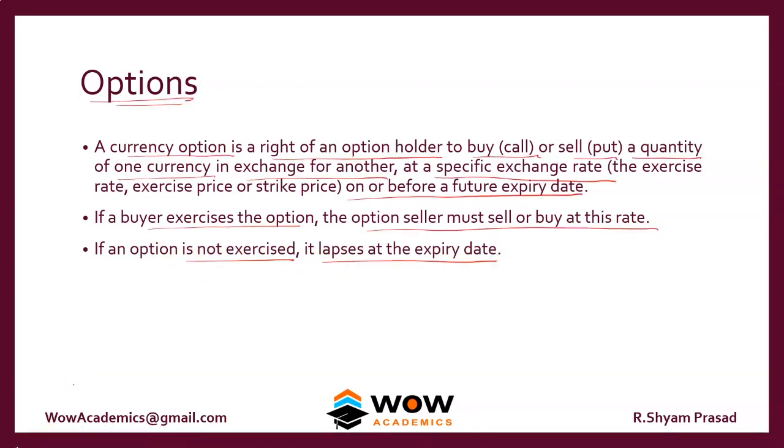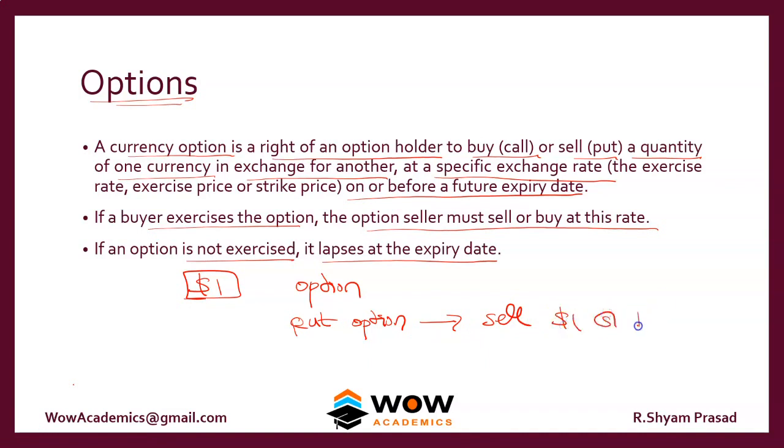In options, you have the right whether to exercise the option or to just leave the option. For example, you are going to receive $1 from a foreign country. You have entered into an option. The option works like this: you have bought a put option. A put option is the right to sell. You have the right to sell $1 at rupees 70 in 3 months' time.